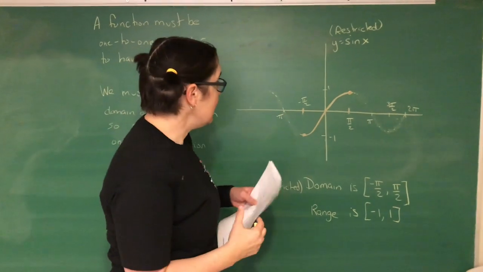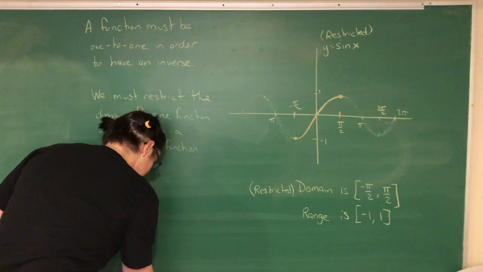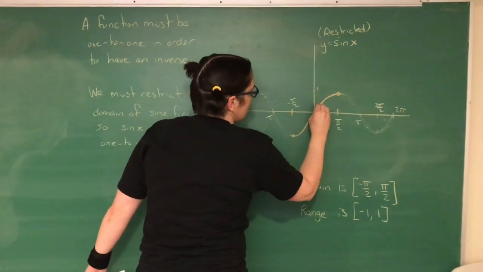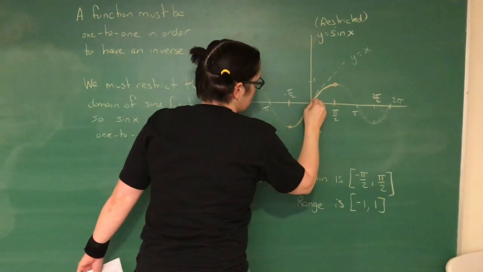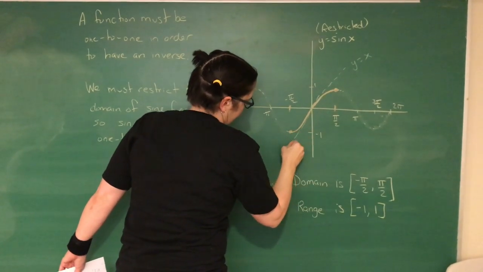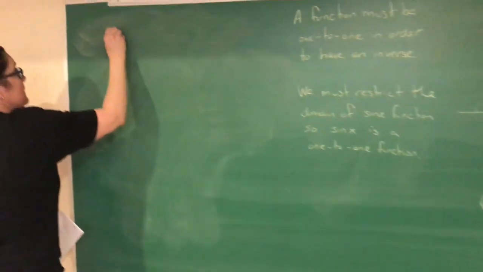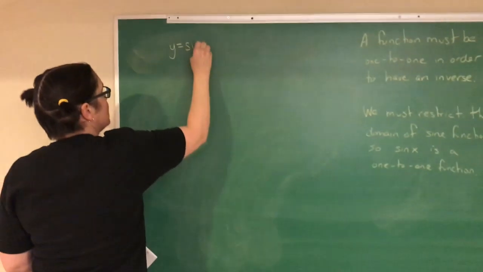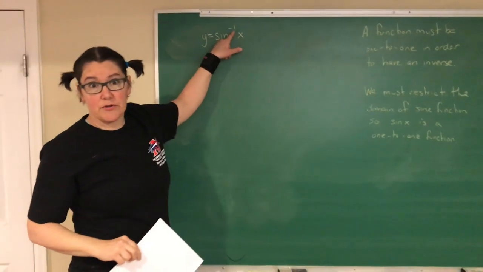Okay, so we are going to take this picture of our sine function and we are going to reflect this portion of our sine function across the line y equals x. All right, so here is what our inverse sine function is going to look like. y equals inverse sine of x. And the way I write that is with that superscript negative 1 up here.